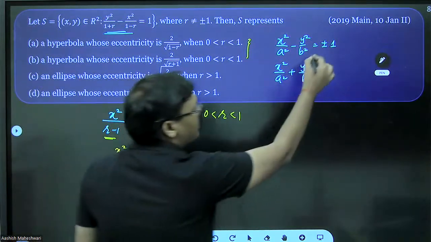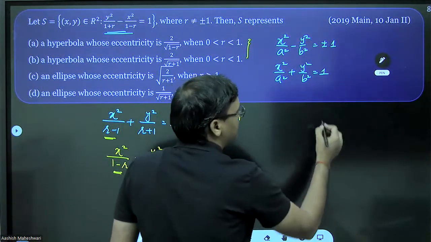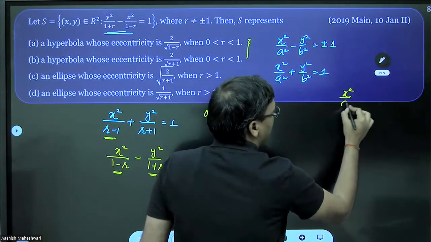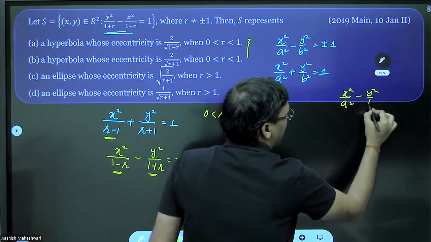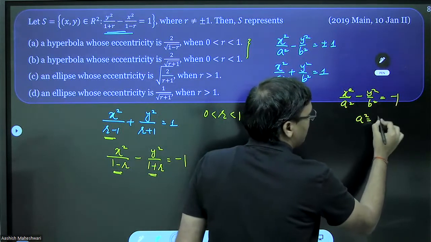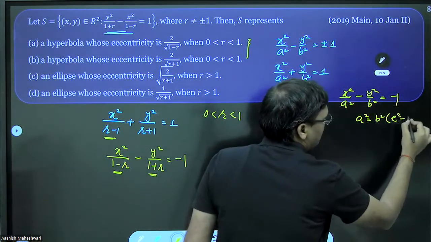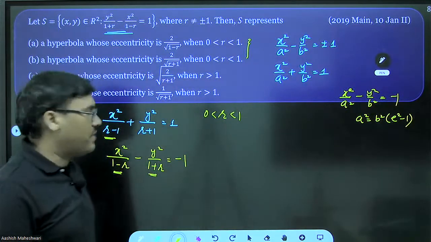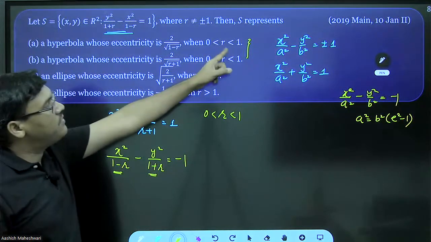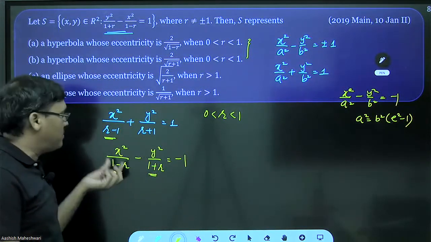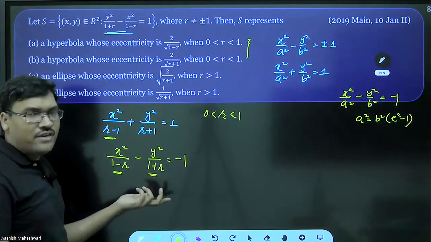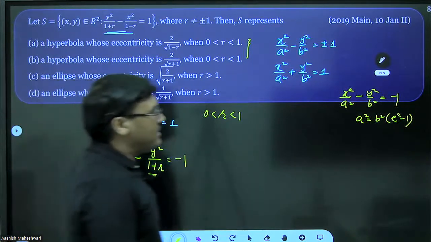Now for this hyperbola, when we have minus 1, what is the eccentricity? What is the relation between a and b? If you have x square upon a square minus y square upon b square equal to minus 1, the relation is a square is equal to b square times e square minus 1. I have done this because here r is between 0 and 1, so 1 minus r is positive. Similarly, 1 plus r will definitely be positive. This is minus 1. So what is the eccentricity for this case?